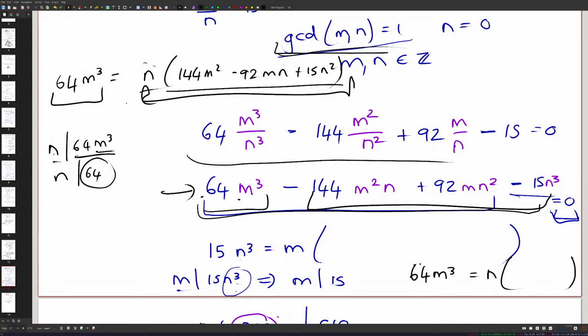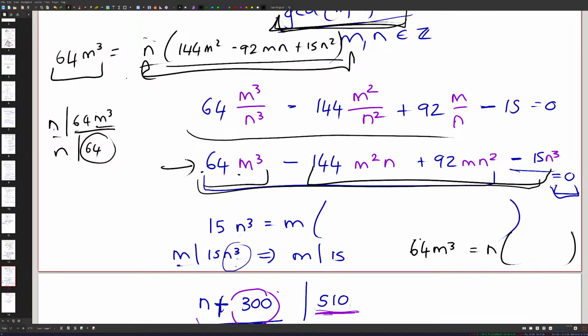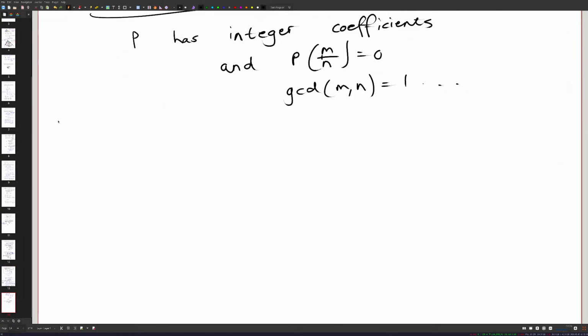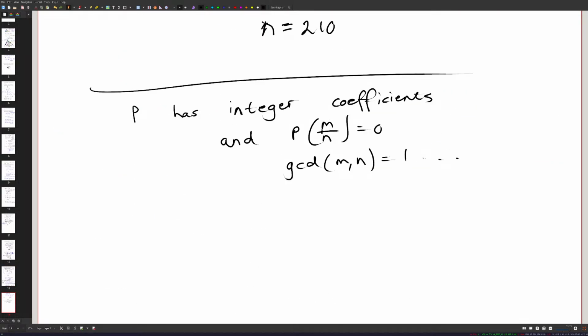And then we're assuming that the fraction is in its simplest form. The GCD of m and n is 1. And so that means that n divides the 64. And yeah, so this happens completely in general, with the same assumptions: n is not 0, and m and n are integers.